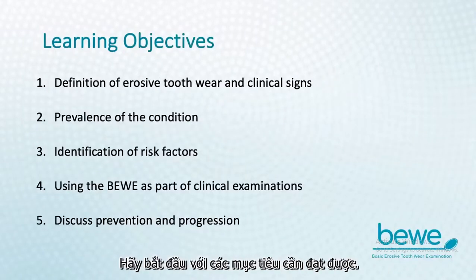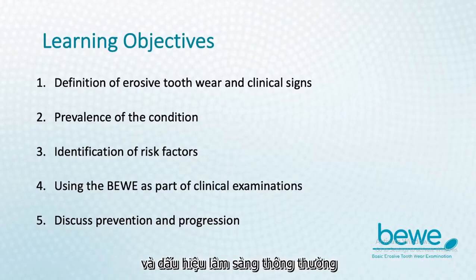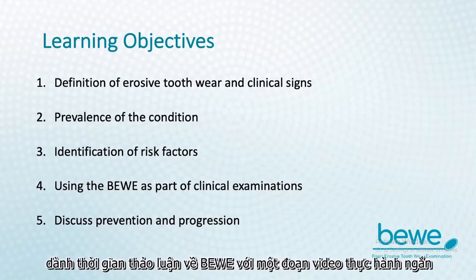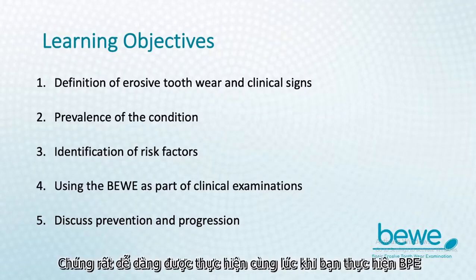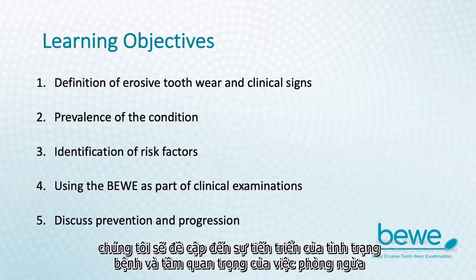Let's start with the learning objectives. Firstly, we'll spend some time looking at the definition of erosive toothwear and the common clinical signs. We will then look at the prevalence and the key risk factors, spend some time discussing the BWE with a short video demonstration, show you how simple it is to do, and it can be easily done at the same time as you perform the BPE. Finally, we will touch on progression of the condition and the importance of prevention.